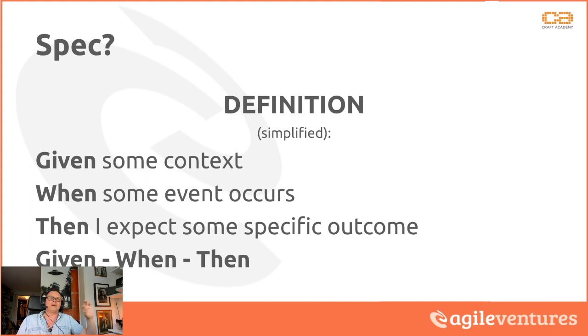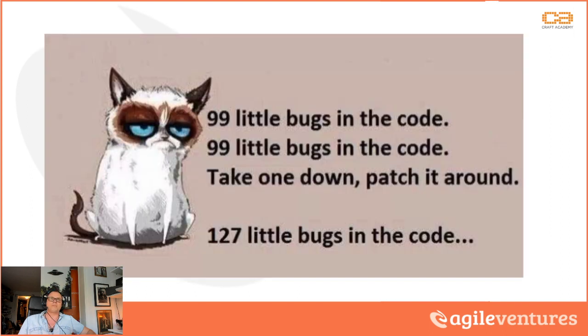Given, when, then. It's very easy to think that this is logical, but when you actually write your tests, you will probably forget at least one of these steps, in the beginning at least. Given there is some data or some context, when something occurs, then I expect to find a specific outcome.